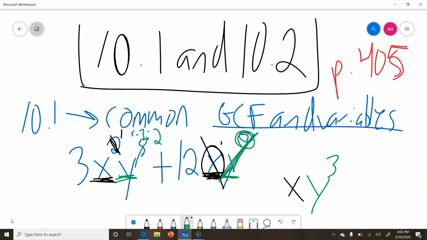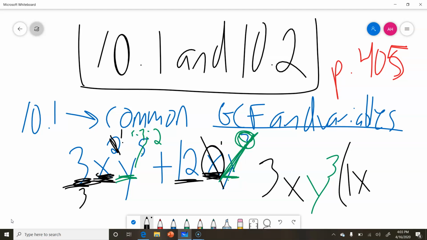Then I come to the numbers, and I have a 12 and a 3. What do they both have in common? The biggest thing they have in common is the 3 itself, so I can take the 3 out of them. When I do that, I divide the 3 by the 3 and write 1 over here. What do I have left? I have x to the first and y to the second left. Then I do plus.